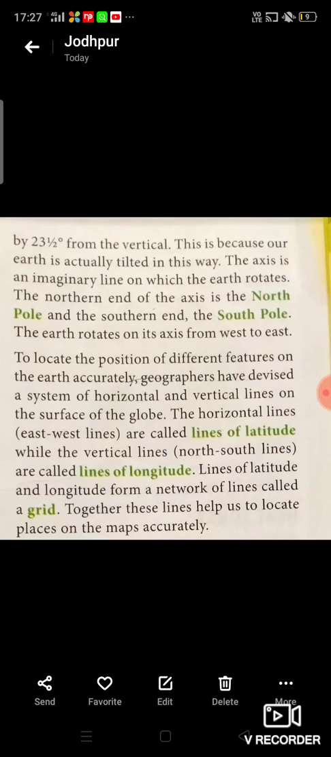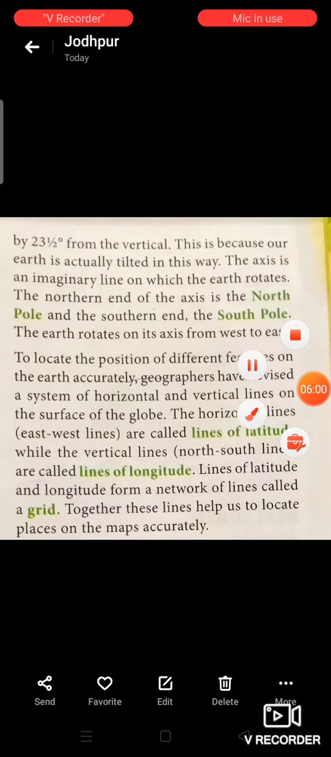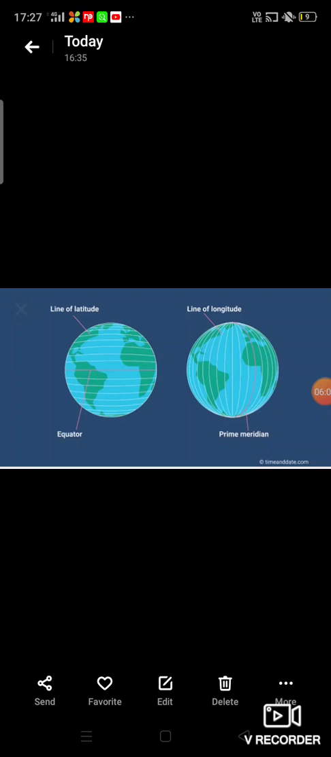Now we will see the lines of latitude and longitude in a picture. This picture shows lines of latitude and lines of longitude. The lines of latitude are horizontal lines which pass from east to west, and the lines of longitude are vertical lines which pass from north to south. So students, here we complete today's topic.